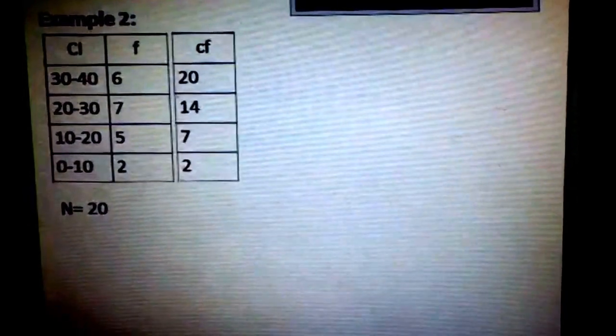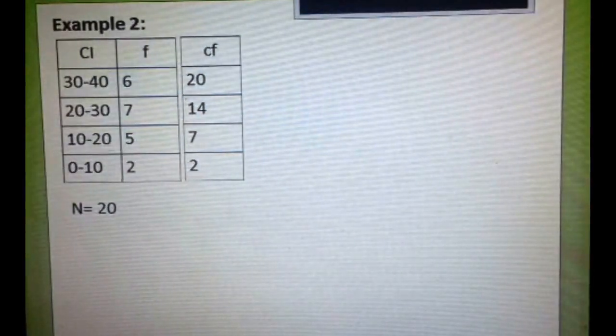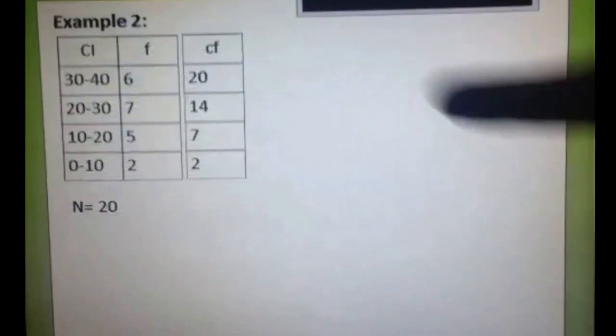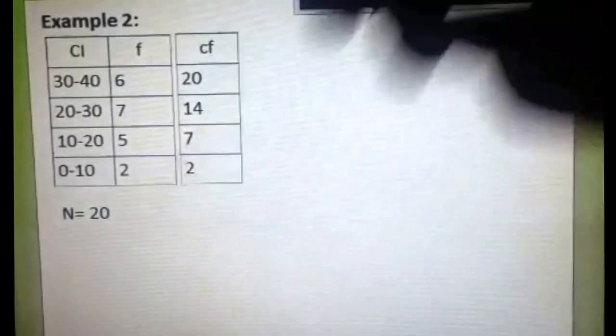we have this table of grouped data. Once again, we need to complete the table. We need to add the frequencies, and there we get our n, which is 20. We have to get the Cf. Once again, to get the Cf, the first one would be our n, which is 20, minus the first f, 6. We get 14, minus 7, 7, minus 5, 2.